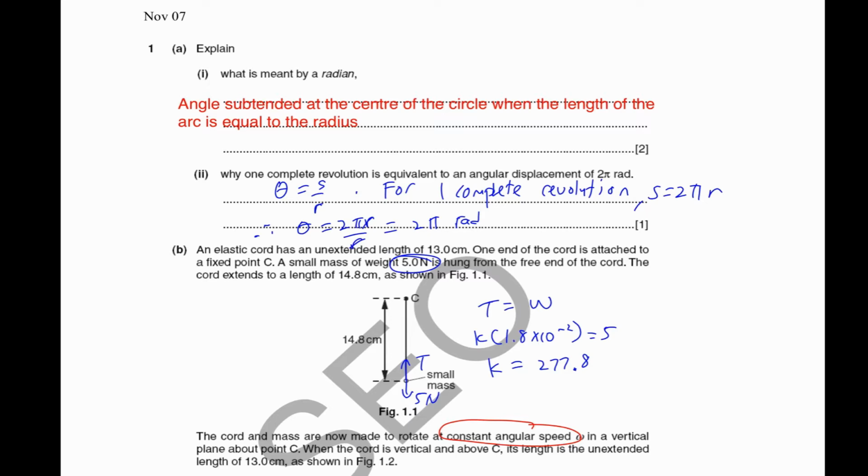Why is one complete revolution equivalent to an angular displacement of 2 pi radians? To prove that one revolution is 2 pi radians, we can start again with the formula for the angle in radians, theta equals s over r. For one complete revolution, remember s represents the length of the arc, which will be the circumference, 2 pi r. So you substitute s as 2 pi r, keep the r at the bottom, then you can cancel the r and you get 2 pi radians. So that is the derivation of why one revolution is 2 pi radians.